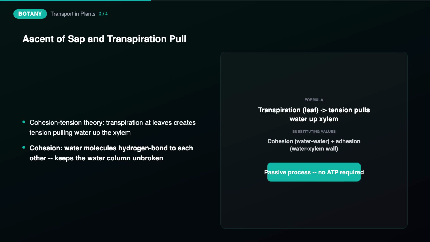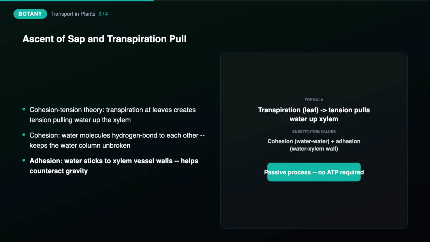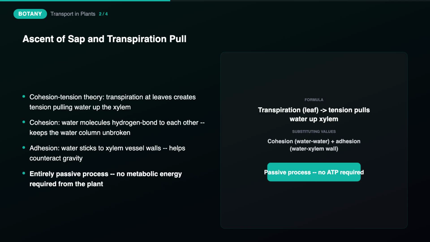This pulling mechanism only works because water molecules exhibit strong cohesion, hydrogen bonding tightly between water molecules themselves, allowing them to be pulled upward as one continuous unbroken column without the column snapping under tension, and water molecules also show adhesion, sticking to the walls of the narrow xylem vessels, which helps counteract the downward pull of gravity on the water column. This entirely passive mechanism requires no metabolic energy expenditure from the plant itself. It's driven purely by physical forces: evaporation, cohesion, and adhesion, working together.